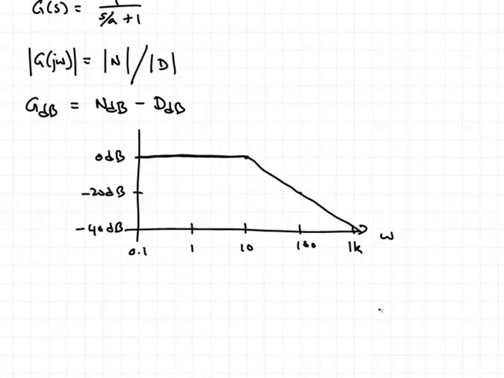That'll look like this. And once again, at the corner frequency, I will be 3 dB off, except in this case, I'm going to be 3 dB down. So the actual curve would look something more like this. This is the magnitude of G of j omega, which is equal to 1 over 1 plus j omega over 10. That's what we just plotted.